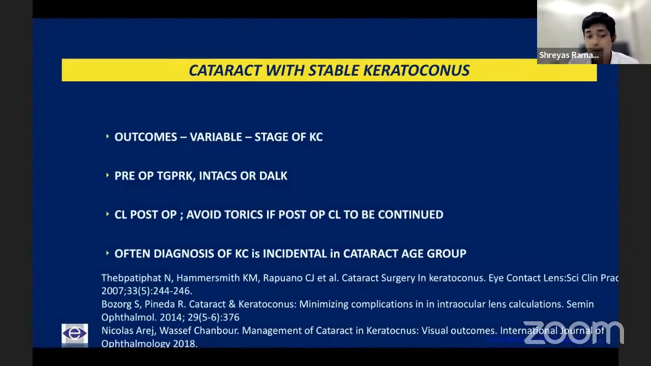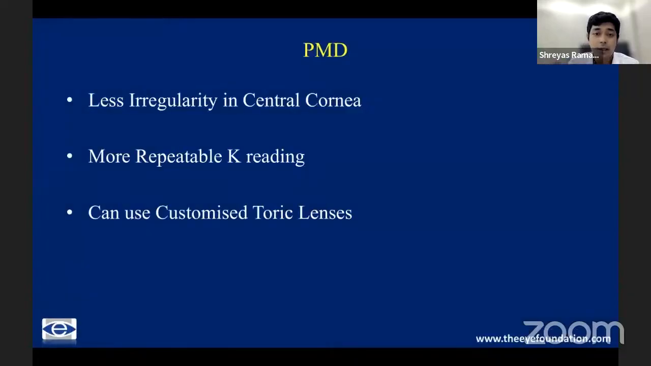Again, outcomes are very, very variable. You look at various studies which have looked at it based on the stage of keratoconus, whether any preoperative procedure has been done. Early stage, you could do a topo-guided PRK. A moderate stage, you could combine it with the intracorneal ring segment. A very advanced stage of keratoconus, you could do a staged procedure, first do a DALK, regularize, and then subsequently go ahead. But each of these patients can be addressed appropriately.